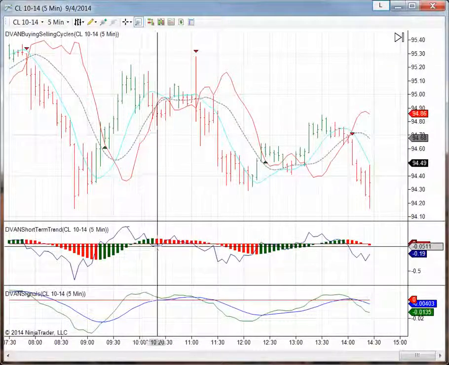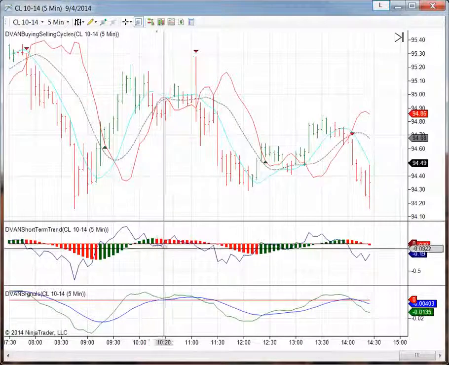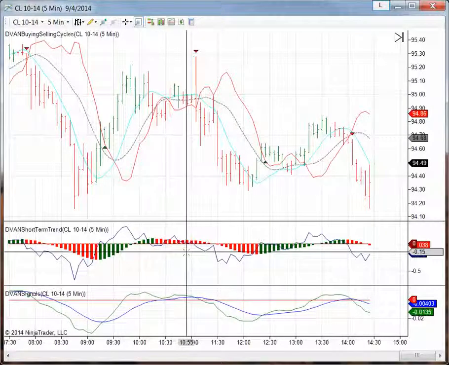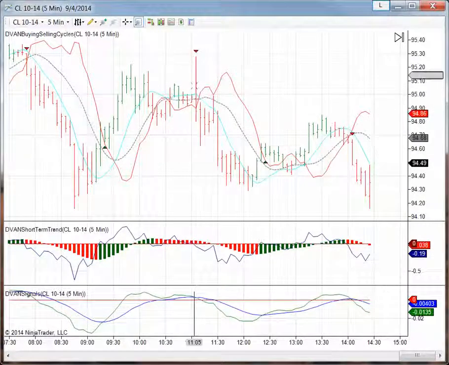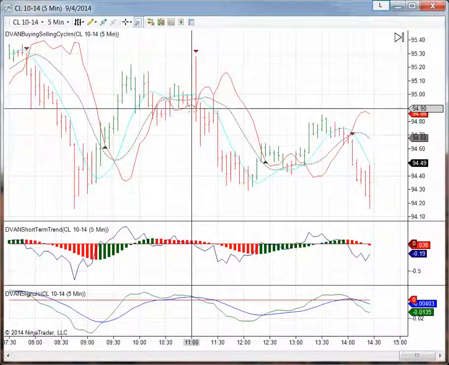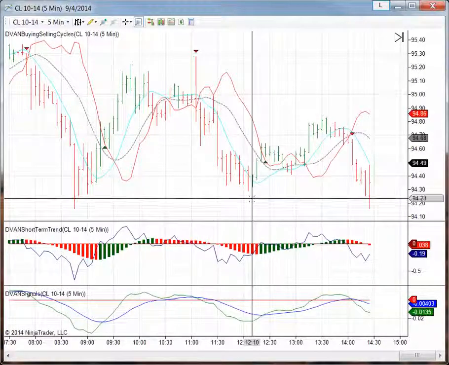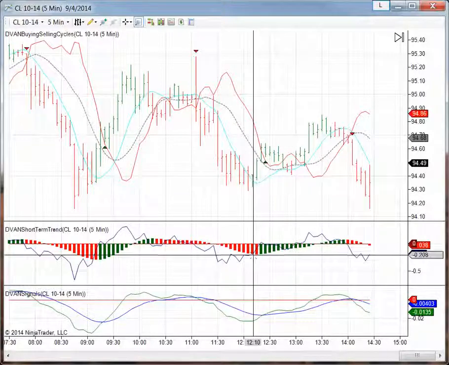We have red histogram for a while now, so this has been priming us to watch for a downside entry. And we get the red arrow, meaning the force is down, is to the downside. Good place to get out. Green price bars, we're coming back into the histogram.